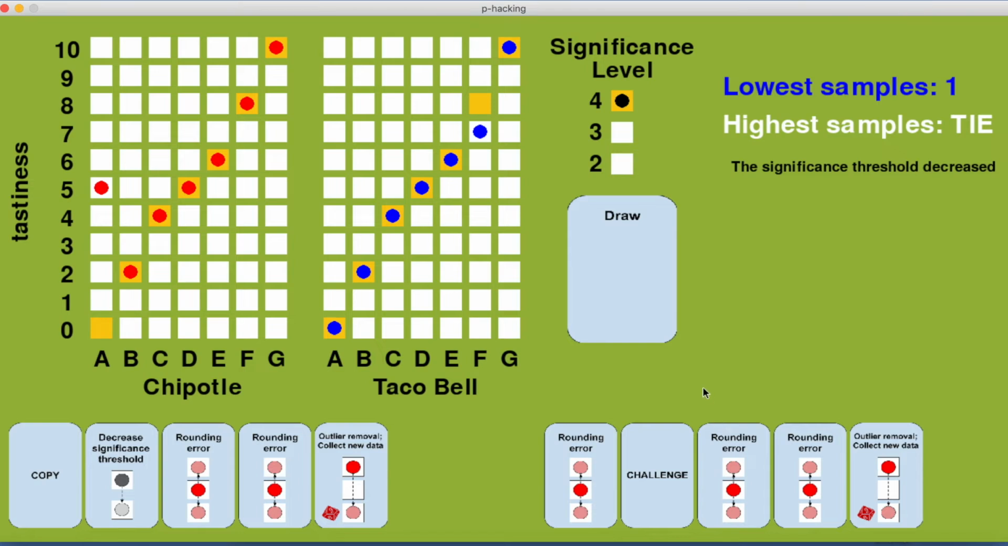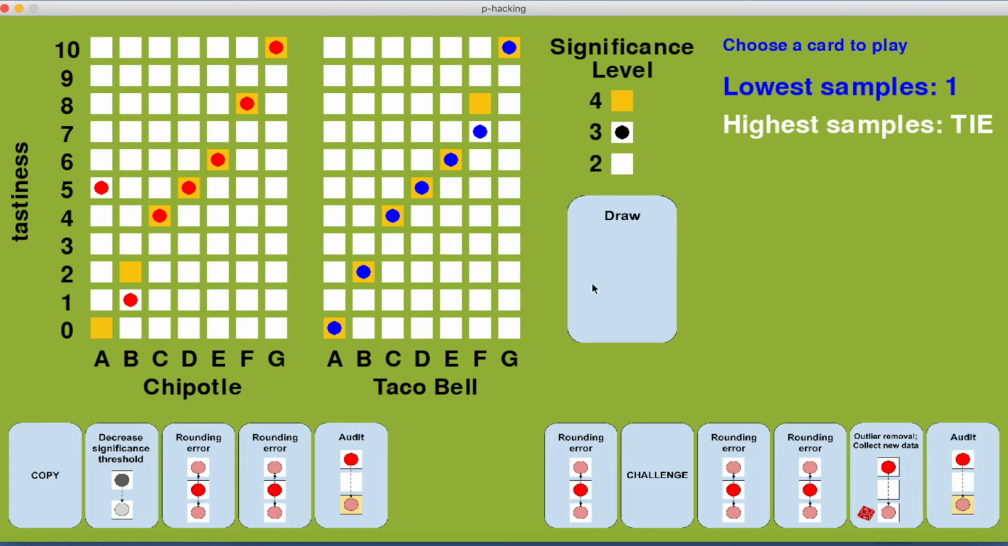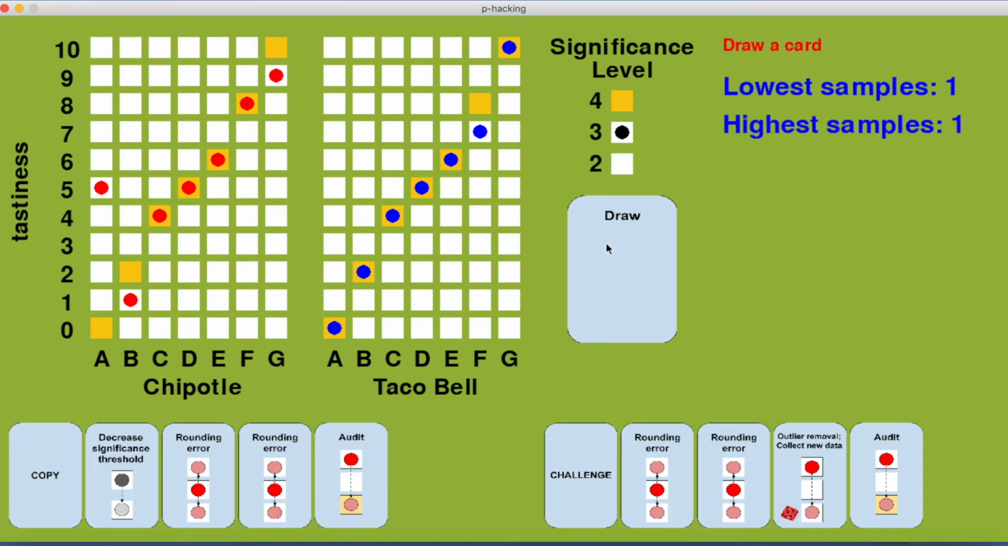Now on blue's turn, let's say they want to decrease the significance threshold. So now it goes from 4 to 3, and we will only be considering the top 3 and bottom 3 samples. Red will remove an outlier. So let's say they want to reset their lowest data point, which actually gets lower. Now blue can use a rounding error card to decrease the level of one of red's samples.